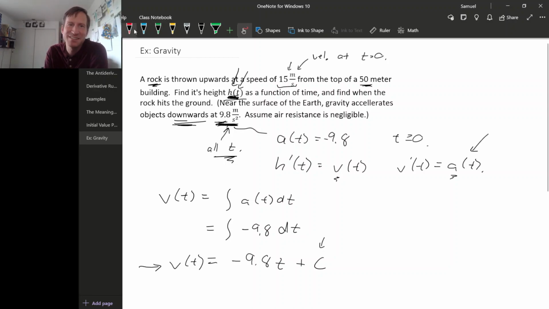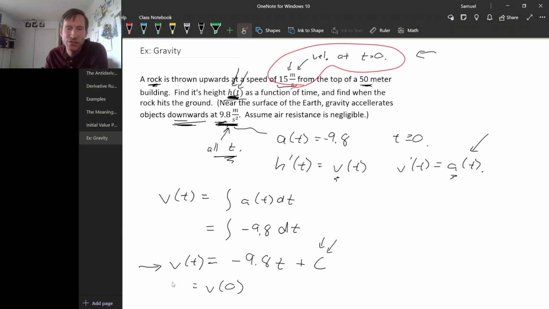And the answer is yes. We know the velocity at time equals 0. So we can use this data point to figure out what this constant c should be. We know that the velocity when time is 0 is 15 meters per second, and this is positive because we're throwing it upwards. If we plug t equals 0 into our velocity formula, we get 0 plus c. And that means that this constant is actually just 15.